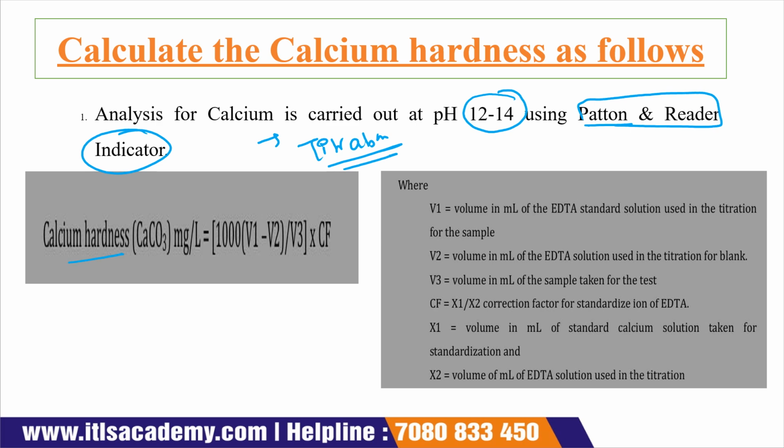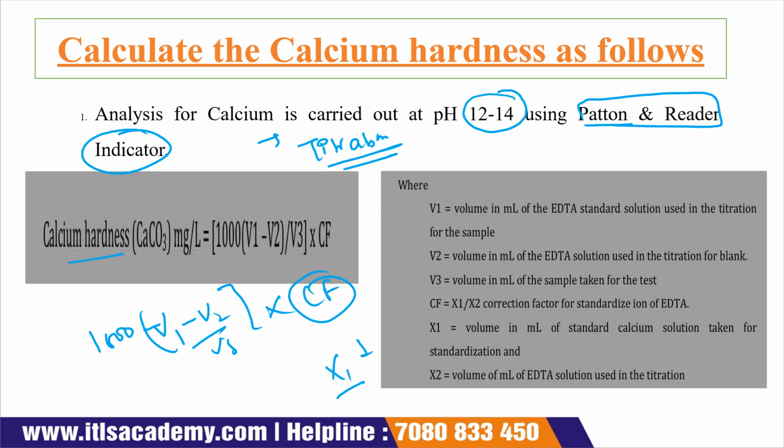Calcium hardness is equal to 1000 in bracket V1 minus V2 divided by V3 multiplied by CF. CF is what? CF is equal to X1 divided by X2, same. V1 is equal to the volume in ml of EDTA standard solution which is used in the titration for the sample. V2 is equal to the volume in ml of EDTA solution which is used in the titration for a blank. V3 is equal to the volume in ml of the sample which is taken for the test.